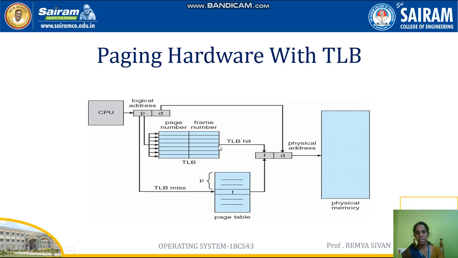If the page number is available in the TLB, it is known as a TLB hit. If the page number is not available in the TLB, it is known as a TLB miss. TLB hit means we are not touching the page table. TLB hit indicates that the page number is available in the TLB. Page number not being available in the TLB means it is a TLB miss, so we access the frame number with the help of the page table.